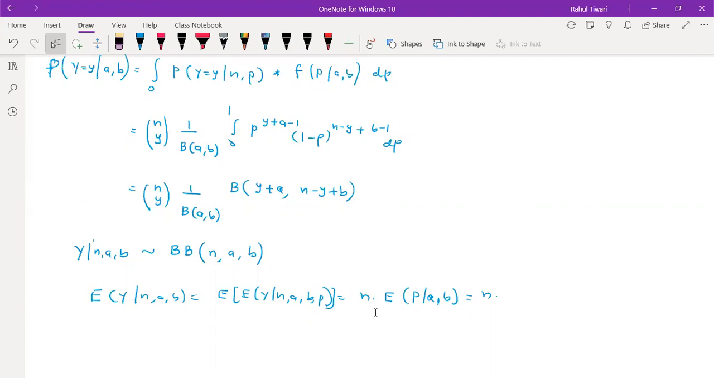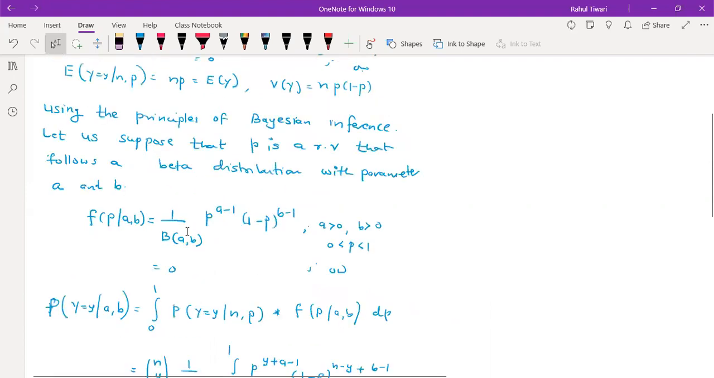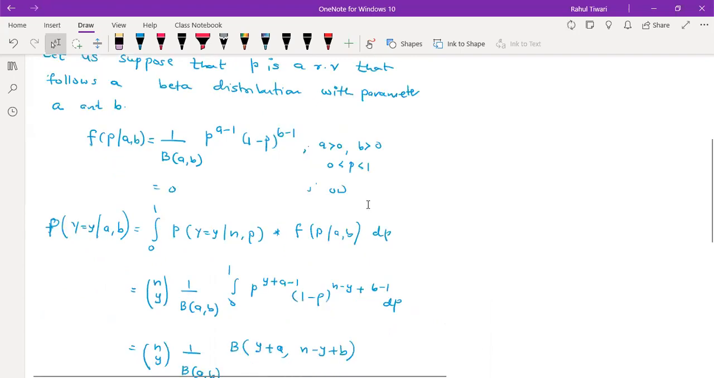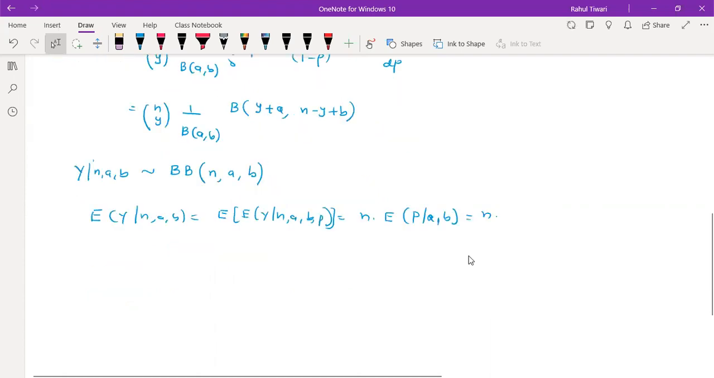So what is the distribution of p? P is beta binomial. Sorry, p is a beta distribution. So what is the mean? It is A upon A plus B, correct. So you will get a upon a plus b. Similarly, you can get the variance also.